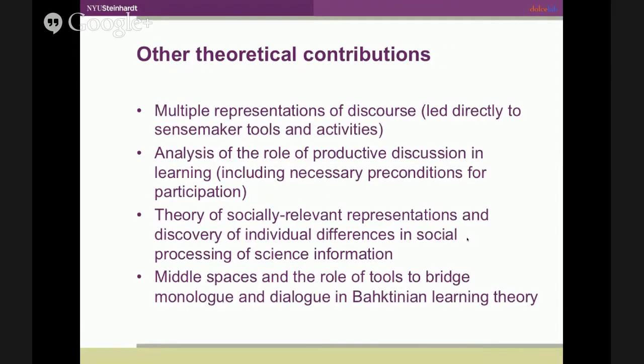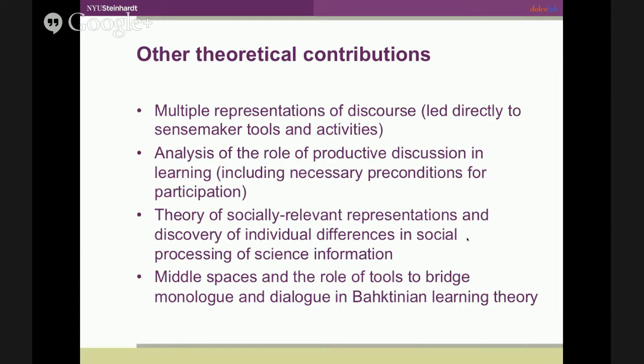Some other theoretical contributions came out of this iterative refinement. Initially, we were very interested in multiple representations of discourse, the back and forth between the threaded and the opinion area views. We began to understand that the contextual preconditions were absolutely essential, and so as we tried to make our tool minimally useful, we had to confront some of the biggest design challenges around activity structures to make it work. And that led eventually to working on two theories.